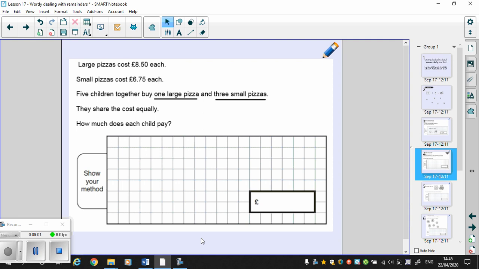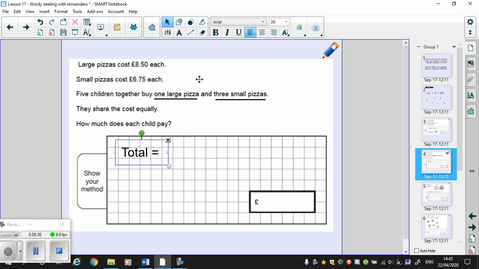Welcome back. So, as with the last question, the first thing I am working out is the total. And I'm working out the total by calculating. Now I've got to calculate 1 large pizza and 3 small pizzas. I've got a few different ways of doing that. I could simply add up £8.50 and £6.75 and £6.75 and £6.75. Or I could do £6.75 times 3 and then add that to the £8.50.